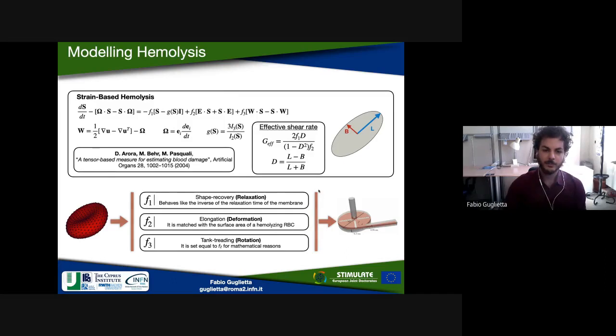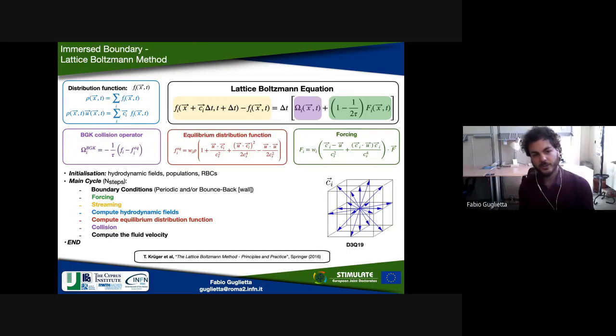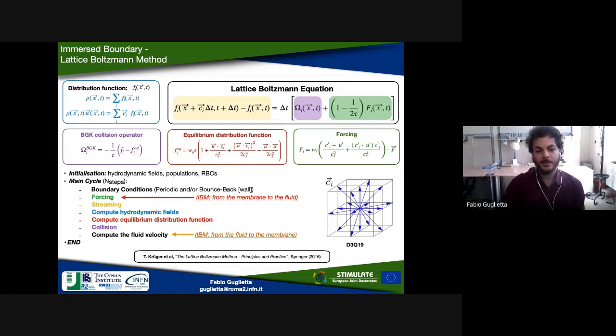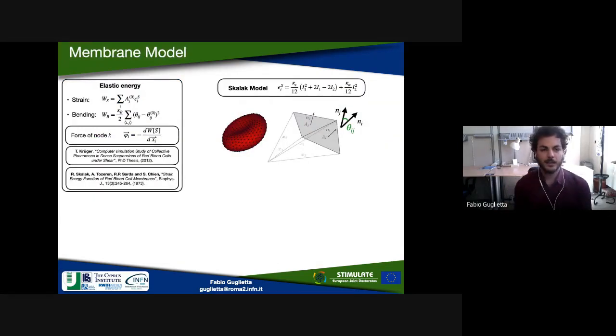So we perform 3D simulations in the framework of the immersed boundary lattice-Boltzmann method. Of course, I don't want to go into the details of the lattice-Boltzmann method. This is just to say that we are adopting the D3Q19 scheme. And in particular, we use the immersed boundary to couple the membrane with the fluid. So this is the membrane model.